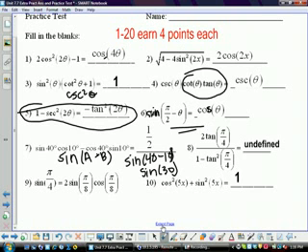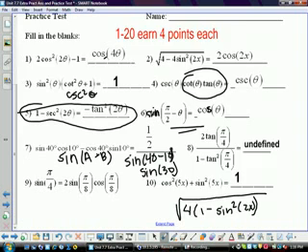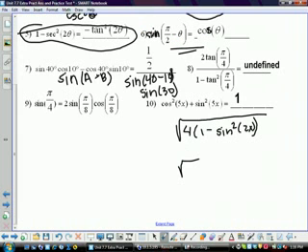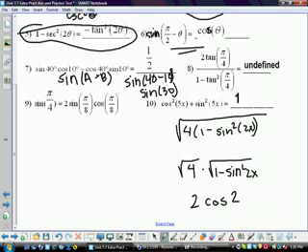Number 2. Okay, so for number 2, I said I'm going to factor out a 4 out of my equation. Then I'm going to say, well, that's the same thing as the square root of 4 times the square root of 1 minus sine squared of 2x. The square root of 4 is just 2, and the square root of 1 minus sine squared of 2x is cosine of 2x.